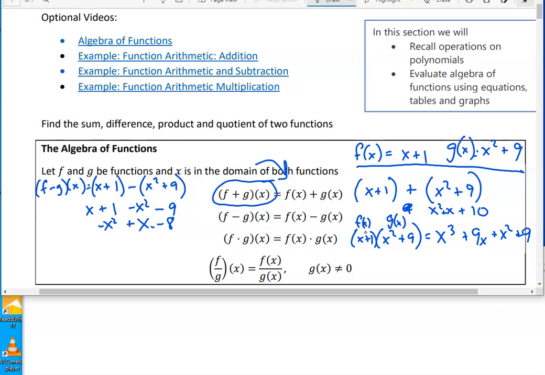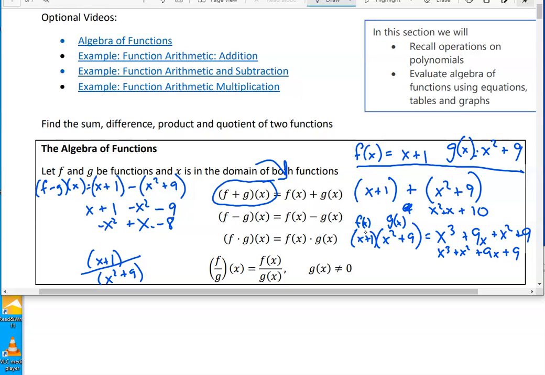Is there anything to combine? Nope. But we do like to list them in descending order. So we like to list it as x cubed plus x squared plus 9x plus 9. But all I did was have the definition of f of x in parentheses, multiply by g of x in parentheses. And when I divide it, I just put one over the other. Let's do over here, x plus 1 divided by x squared plus 9.